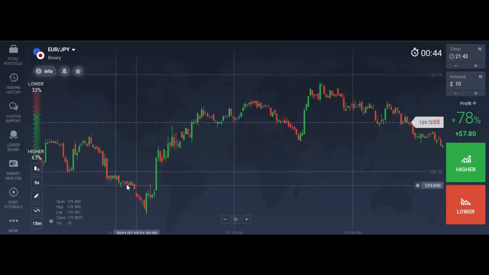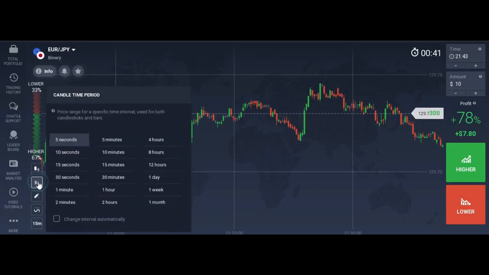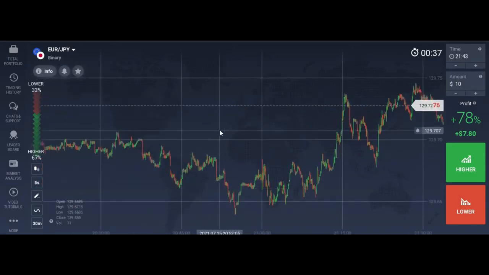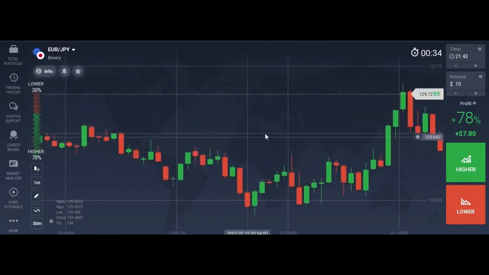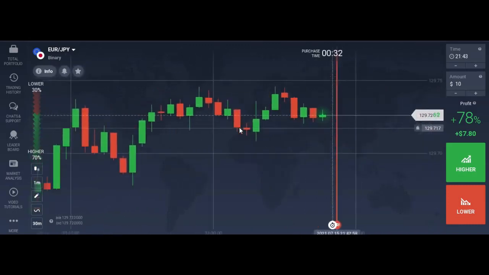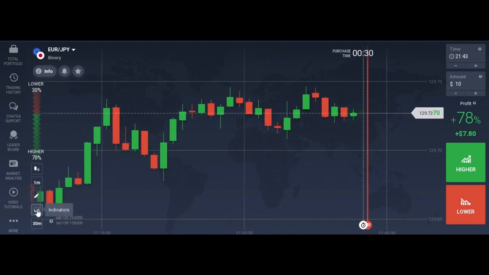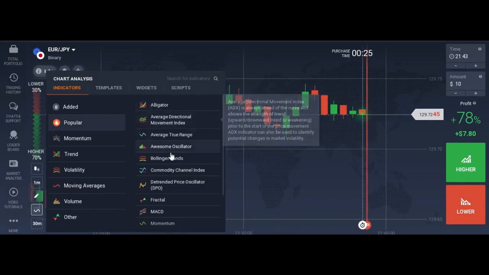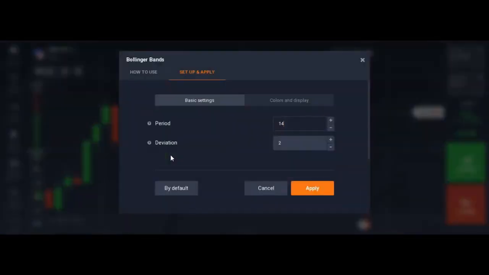And well, let's get started. First, we must set the candles to a timeframe of 1 minute. And we are going to use the following indicators. Bollinger Bands, they help us see the volatility of prices. In period we put 6 and in deviation 2.